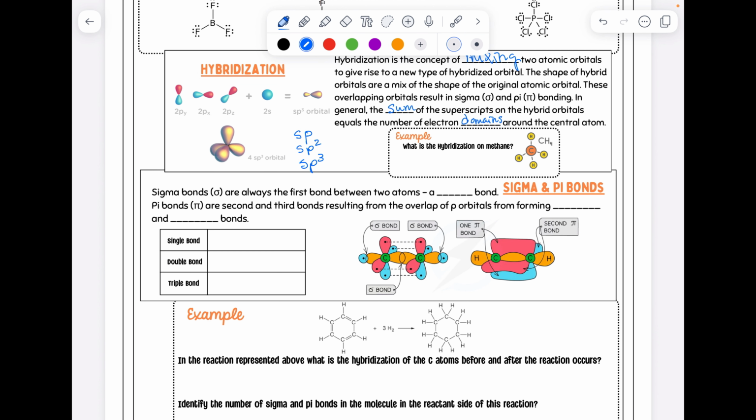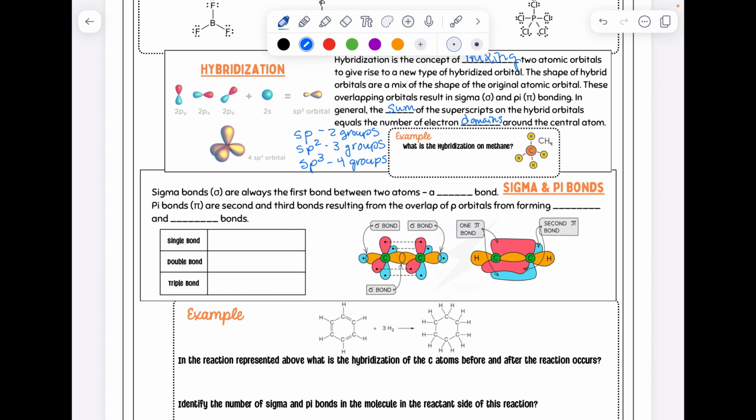And basically what you look for when you're doing bond hybridizations is you're looking to count the number of electron groups around the atom, okay? And each single bond is a group, each double bond is a group, each triple bond is a group, and even lone pairs are a group. So if there's 2 groups, it's sp. If there's 3 groups, it's sp2. And if there's 4 groups, it's sp3.